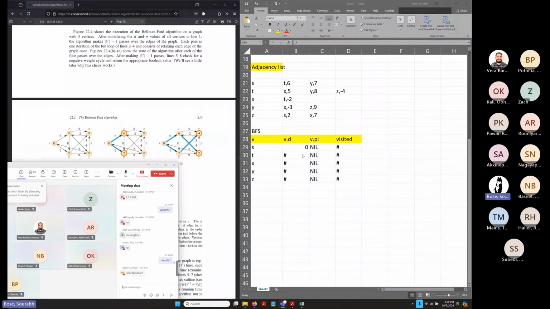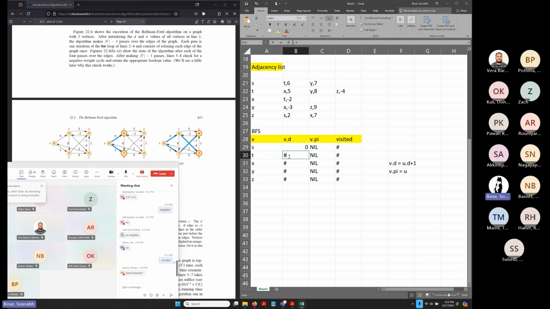All right. So I'll first go over S. I go to S and look at all of its outgoing nodes. I have one for T, one for Y. Cool. I'll set T to 0 plus 1, right? Because S is 0. Remember what it does? It sets V.d equals U.d plus 1, and it sets V.pi equals U, right? So that is the point of breadth first search.